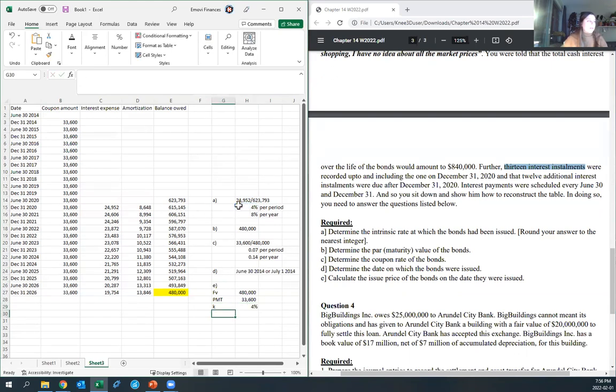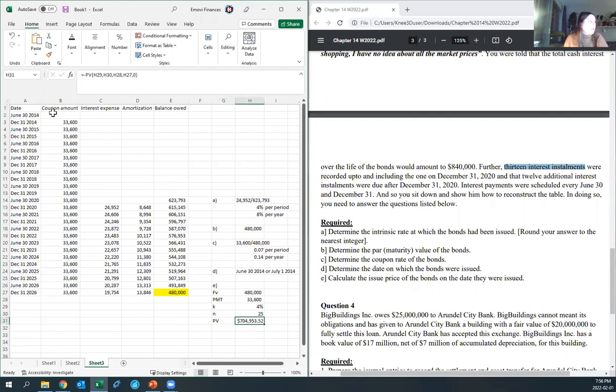And every period, what am I missing? My N is 25. So my present value is $704,000. So that's the issue price that they're going to have in the books on June 30th, 2014.